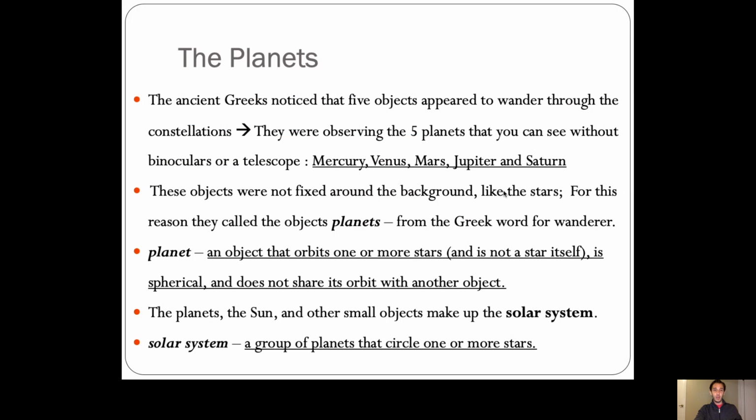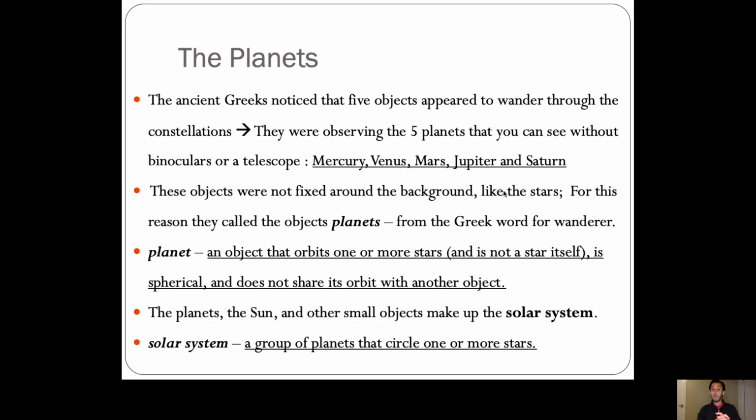Okay, so the planets. The ancient Greeks were the first to notice that there were 5 objects that appeared to wander through the constellations. So the constellations, those patterns in the sky, the patterns of stars that we notice that kind of orient ourselves, we noticed there were these 5 objects, 5 little pinpricks of light that seem to move through those constellations. And you can see them without binoculars or a telescope. Okay, and those 5 planets, those 5 objects we now know as planets, happen to be Mercury, Venus, Mars, Jupiter, and Saturn. Okay, 5 of the planets.